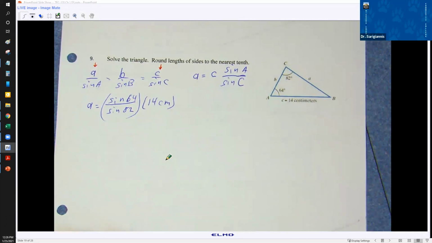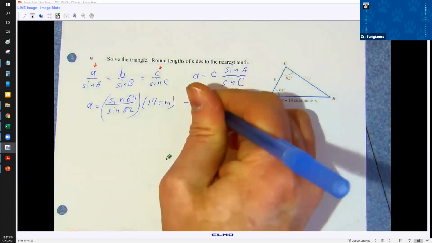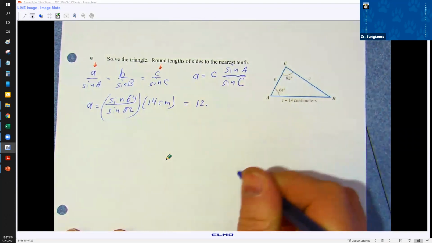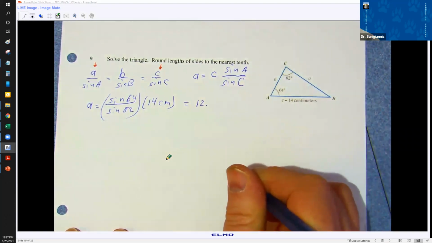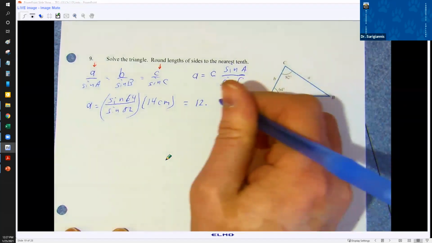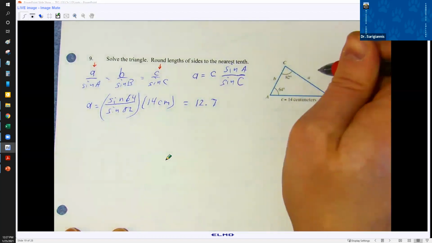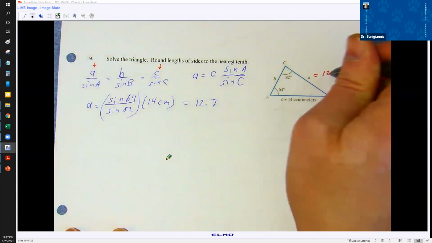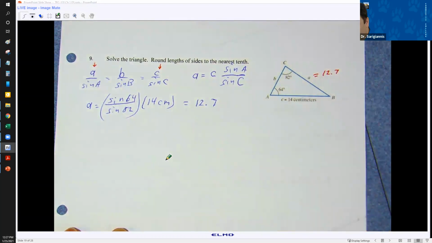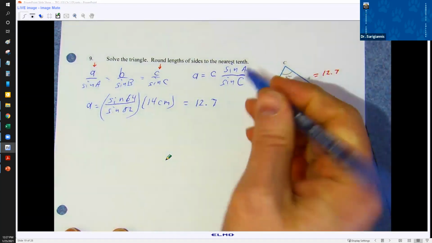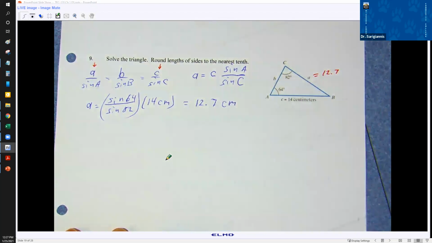And what do we have here? We've got 12 point, let's see, do I want to round this yet? I'll round it. 12.7. So A is 12.7. In fact, it's like 12.7068. And this is in centimeters, right? Don't forget your units.